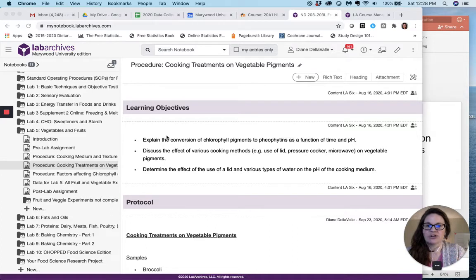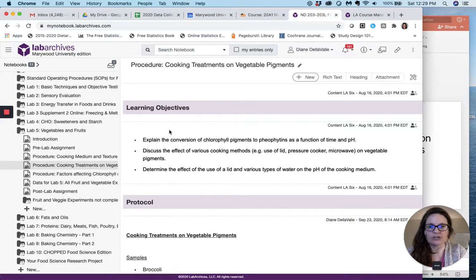The learning objectives are to explain the conversion of chlorophyll pigments to pheophytins as a function of time, so cooking time and pH, to discuss the various cooking methods, so whether a lid is on or off our pan, how much water is in the pan, if we're using a pressure cooker or not, if we're using a microwave or not, and how that affects different vegetable pigments, and also to determine the use of a lid and various types of water on the pH and cooking medium, and also how adding an acid or a base affects the textures of vegetables and their pigments as well.